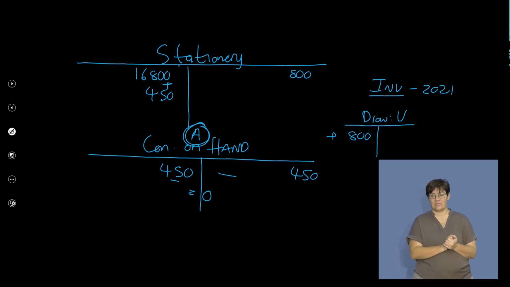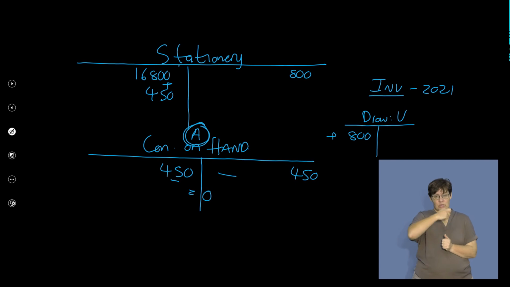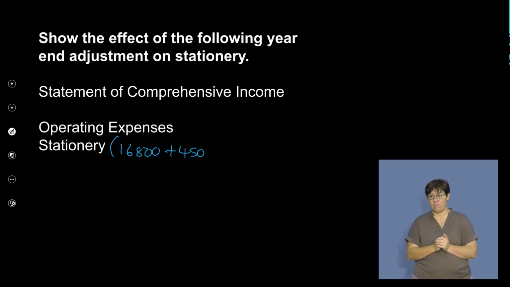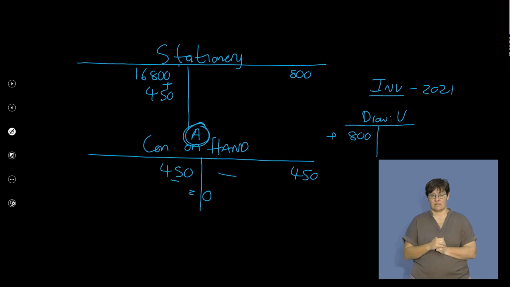Right, so for the 800 Rand, I'm obviously now going to remove the 800 Rand from stationery. It's not a business expense because it's been taken away by the partner for personal use. So let's do that. We're obviously minusing 800 Rand. Okay, right, let's move on to our final adjustment. Stationery on hand at the end of the current financial year amounted to 1,000 Rand. So let's quickly look at that.